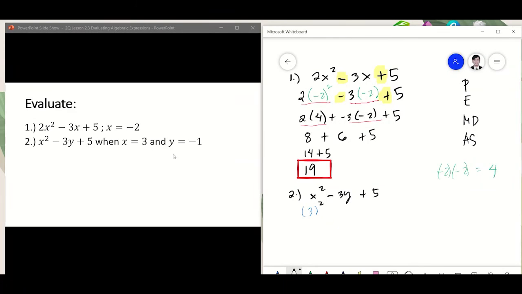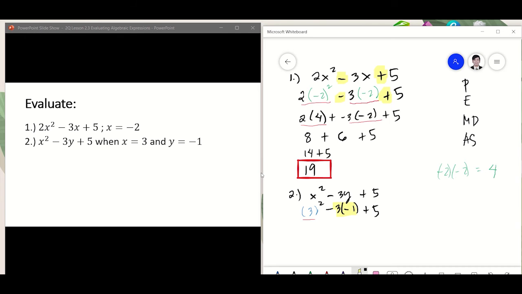So the x is 3, but the y, so just copy minus 3, but the y is a negative 1. So don't forget to enclose it inside a parenthesis. So this is our first term. This is our second term. This is our third term. So the third term is actually our constant term. And here, we have our coefficient in the variable.